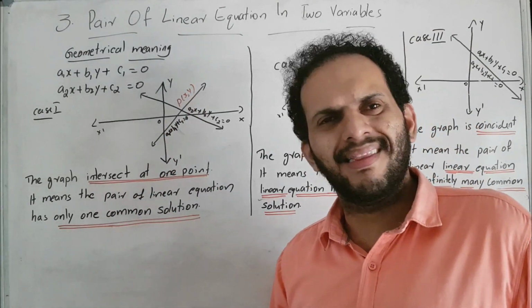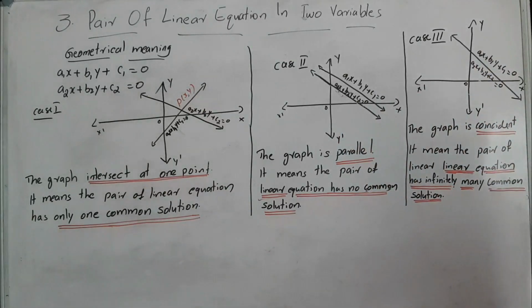Okay, then what is the third case? The third case is that the graphs are coincident. The graphs being coincident means one lies exactly above the other.